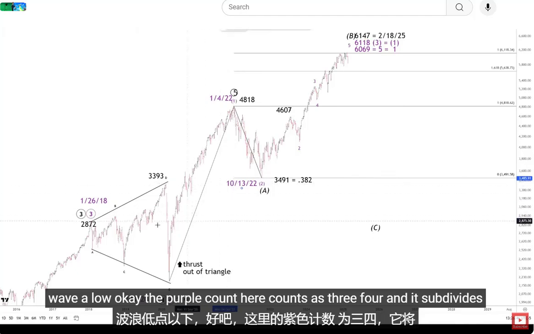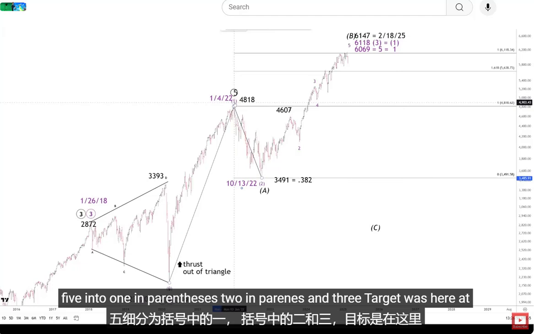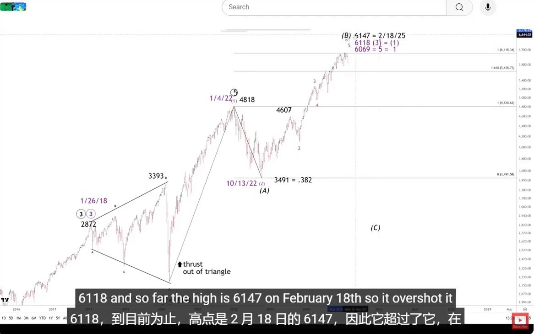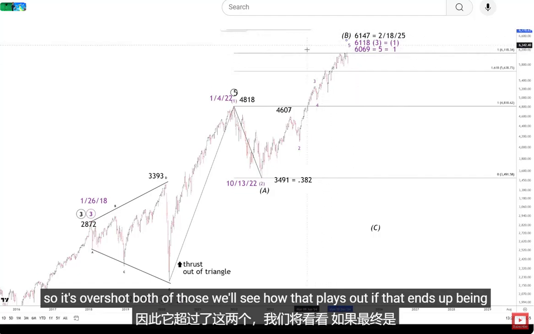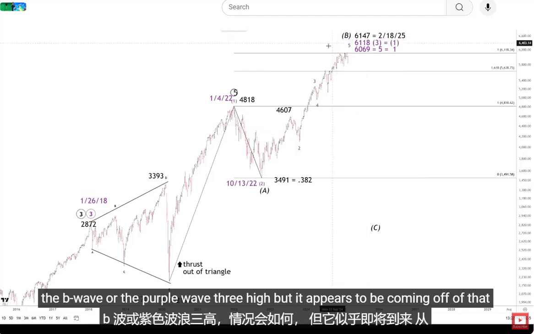The purple count here counts 3, 4, and then subdivides 5 into 1 in parentheses, 2 in parentheses, and 3. The target was here at 61.18, and so far the high is 61.47 on February 18th, so it overshot it. And within that third wave in parentheses, wave 5 gained equality with 1 at 60.69, so it's overshot both of those. We'll see how that plays out, if that ends up being the B wave or the purple wave 3 high. But it appears to be coming off of that top.